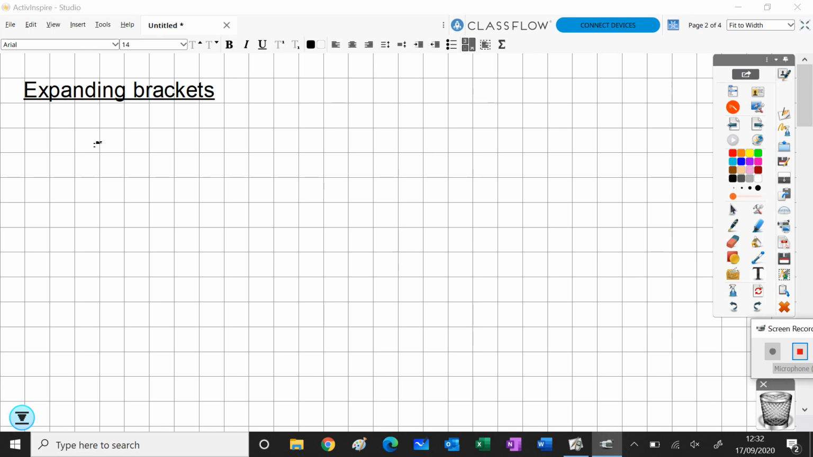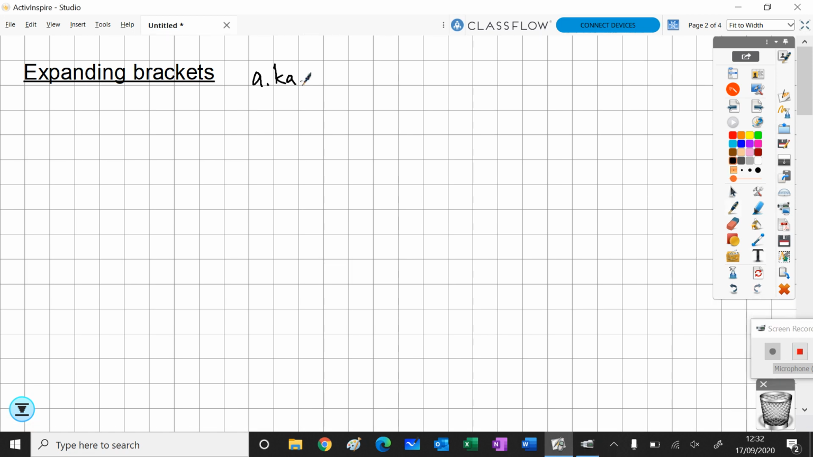At expanding brackets, also known as multiplying out. So a question can use either phrase. It can tell you to expand some brackets or to multiply out some brackets. Okay, so I'm going to start with a very, very simple one. Suppose you were asked to expand 3 bracket x plus 4.